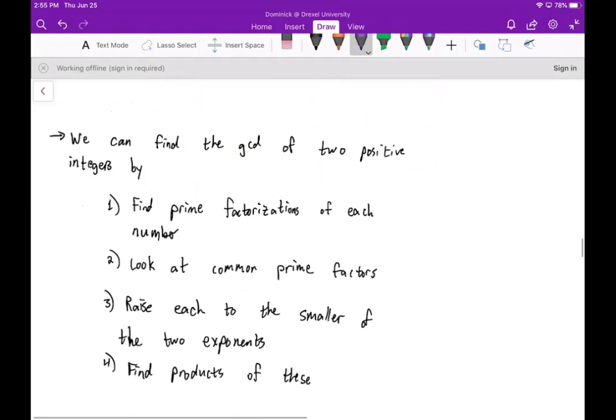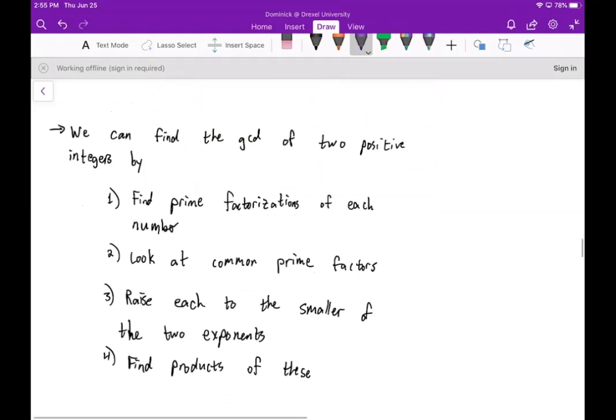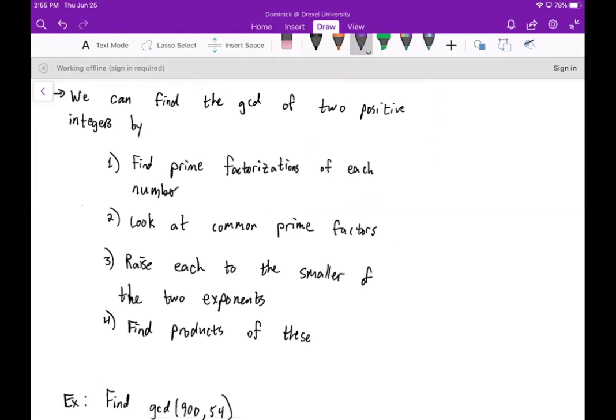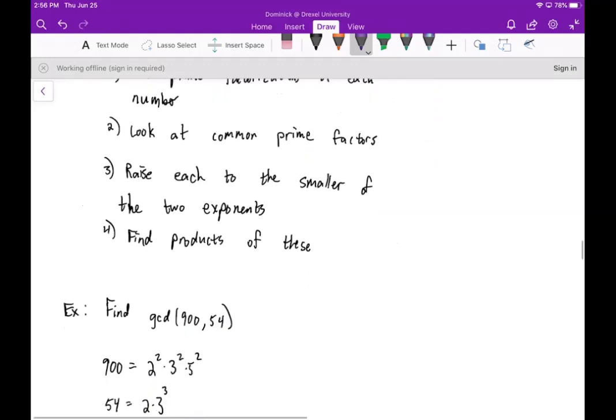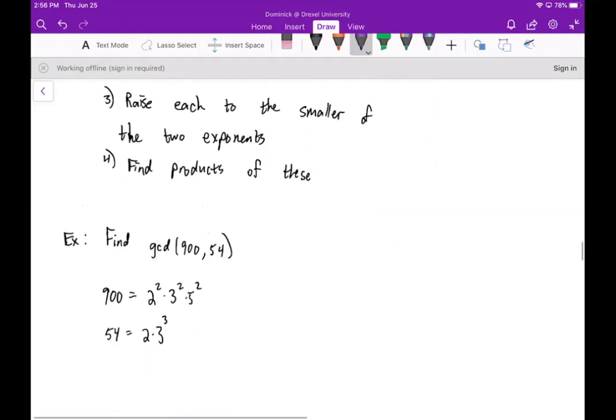Now, the way that we can find the GCD of two positive integers is to find the prime factorizations of each number, look at the common prime factors, and then raise each to the smaller of the two exponents, and then find the product of these. Right, so for example, let's find the GCD of 900 and 54, given that 900 is 2 squared times 3 squared times 5 squared, and 54 is 2 times 3 to the third.